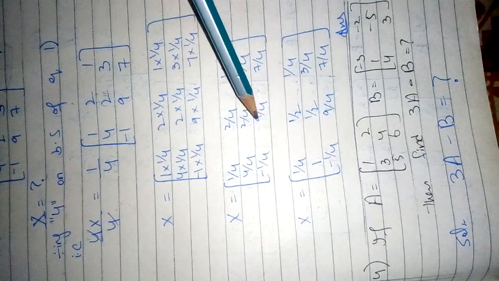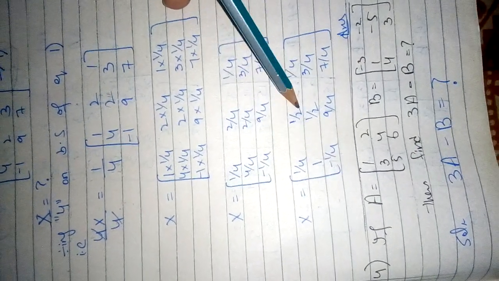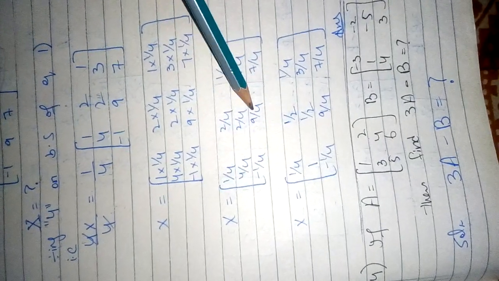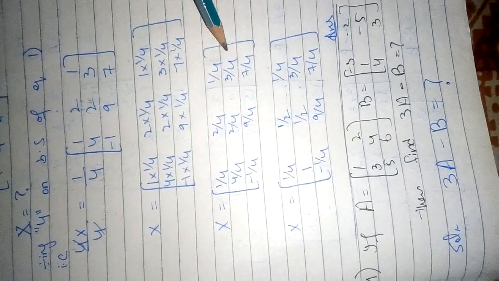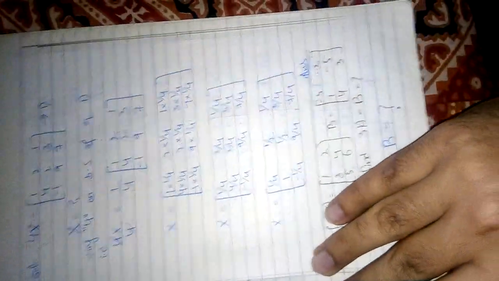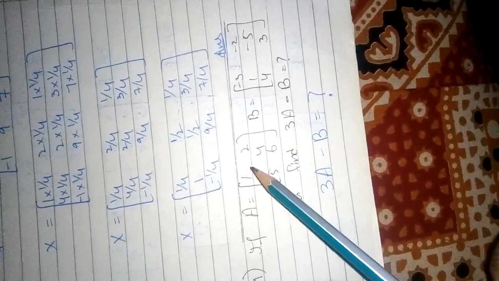1 by 4 with the same. 2 by 4, 2 ones are 2, 2 twos are 4, so it will be 1 by 2. 1 by 4. 4 and 4 will be cancelled out. 1 by 2, because 2 ones are 2, 2 twos are 4. Then 3 by 4, negative 1 by 4, 9 by 4 and 7 by 4. This is our solution.